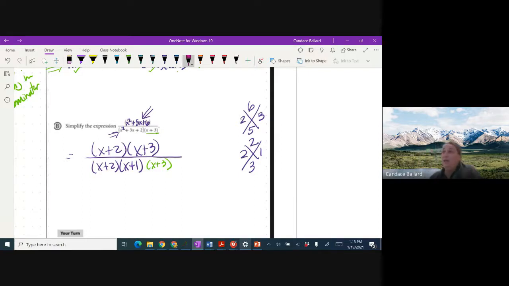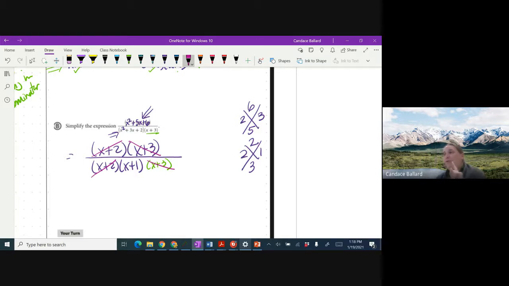So if something's the same in the numerator and the denominator, that means it's just 1. So in the numerator, I see x plus 2, and in the denominator, I see x plus 2. I get to cross it out. Look at this. I also have an x plus 3 and an x plus 3. I'm going to cross them out. So I've now simplified it.